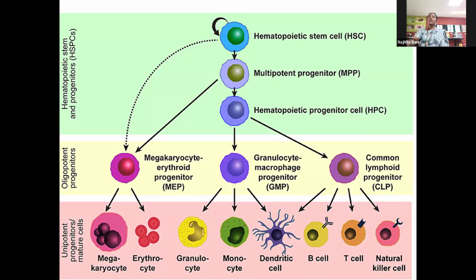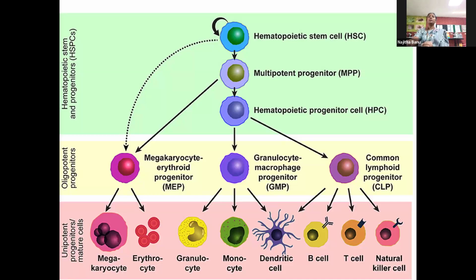The hematopoietic stem cells are pluripotent stem cells. What is the meaning of pluripotent stem cell? Pluripotency means it can form so many different types of cells. Then multipotent. Multipotent means it is a subset of cells. From the hematopoietic stem cell, multipotent progenitor stem cells originate.